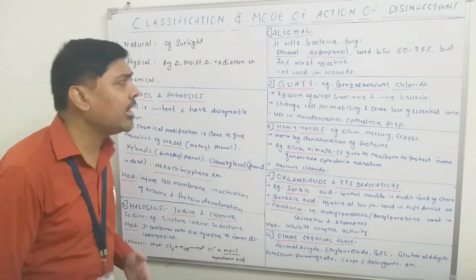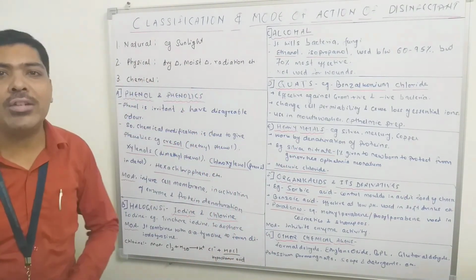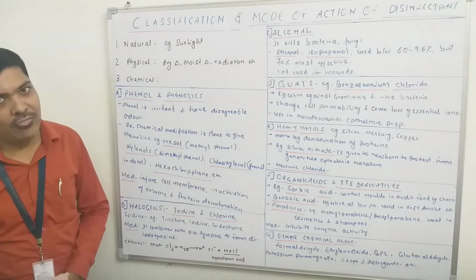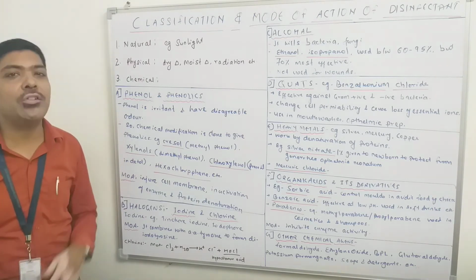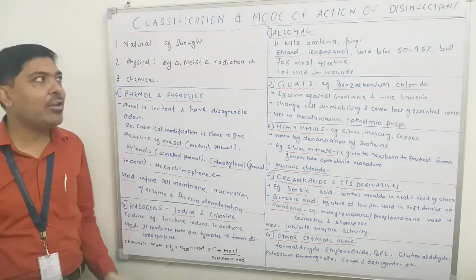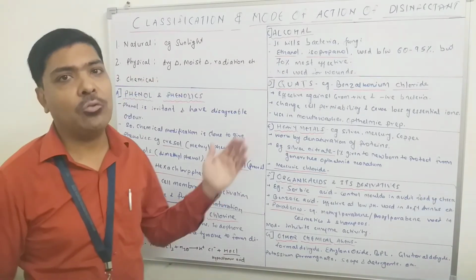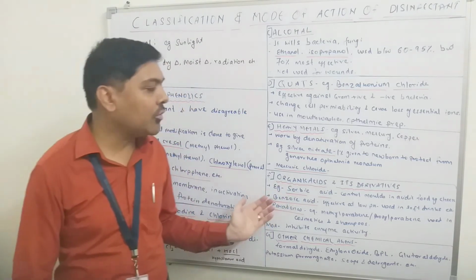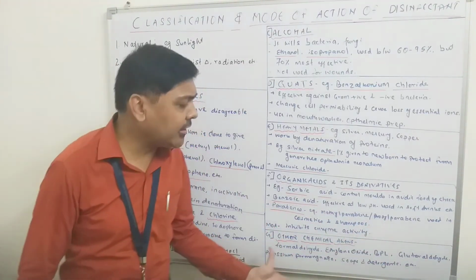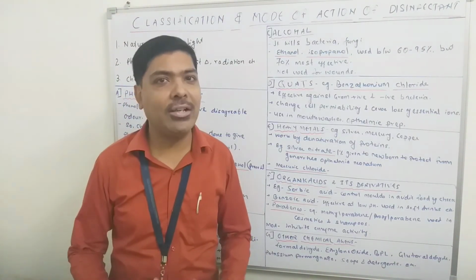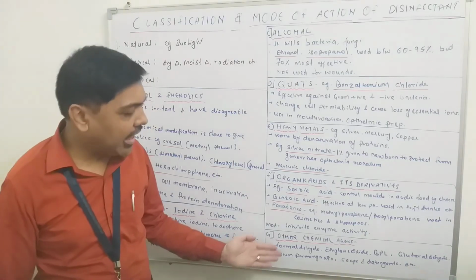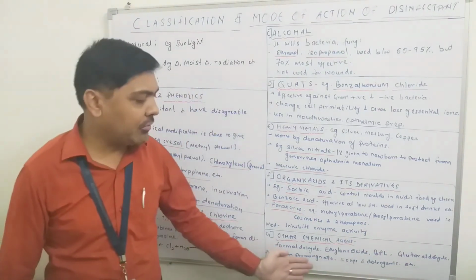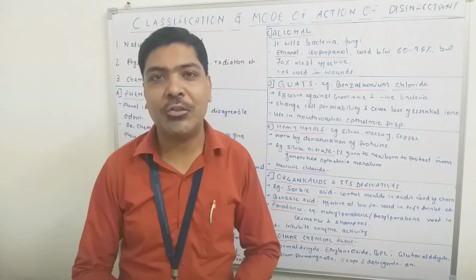So again summarizing it, the different classification and mode of disinfectants. They are classified as natural, physical or chemical disinfectants. Chemical disinfectants generally include phenol and phenols, halogens, alcohols, quaternary ammonium compounds, various heavy metals, organic acids and their derivatives, and some miscellaneous class of chemical disinfectants, including formaldehyde, ethylene oxide, beta-propiolactone, glutaraldehyde, potassium permanganate, soaps and detergents.